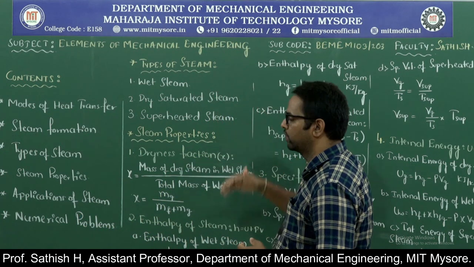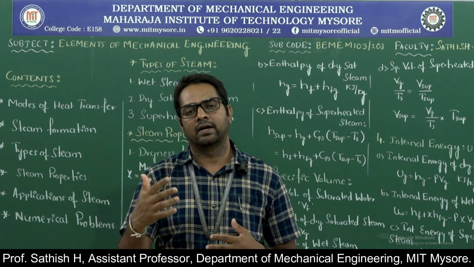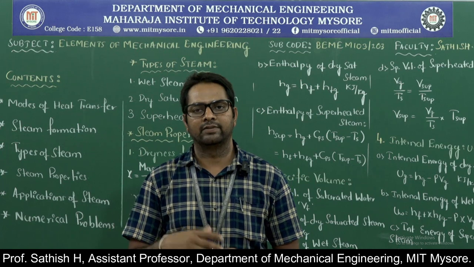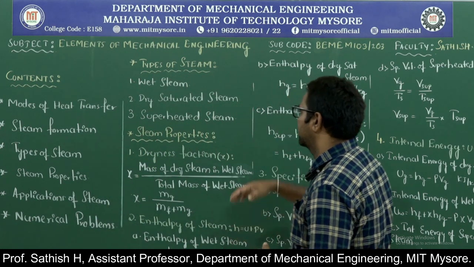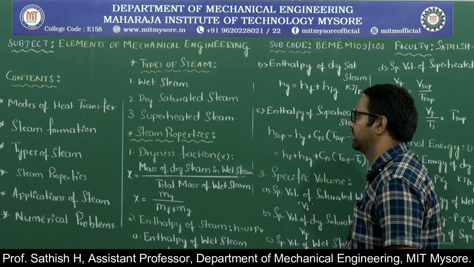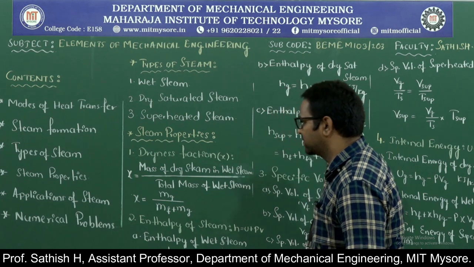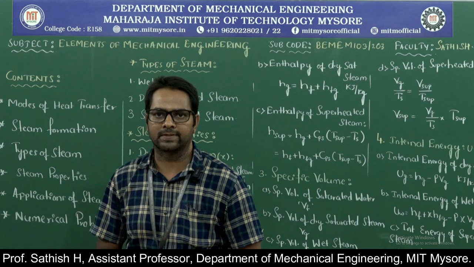Whereas in the case of superheated steam, we heat the dry steam, and if you continue heating it, it will be converted into superheated steam. So likewise, you can classify types of steam as wet steam, dry saturated steam, and superheated steam. Next we will go to the topic called steam properties.